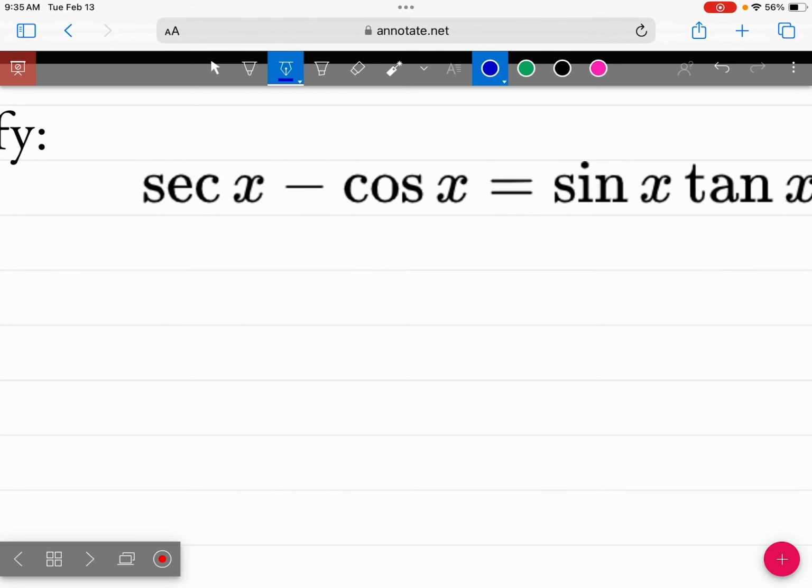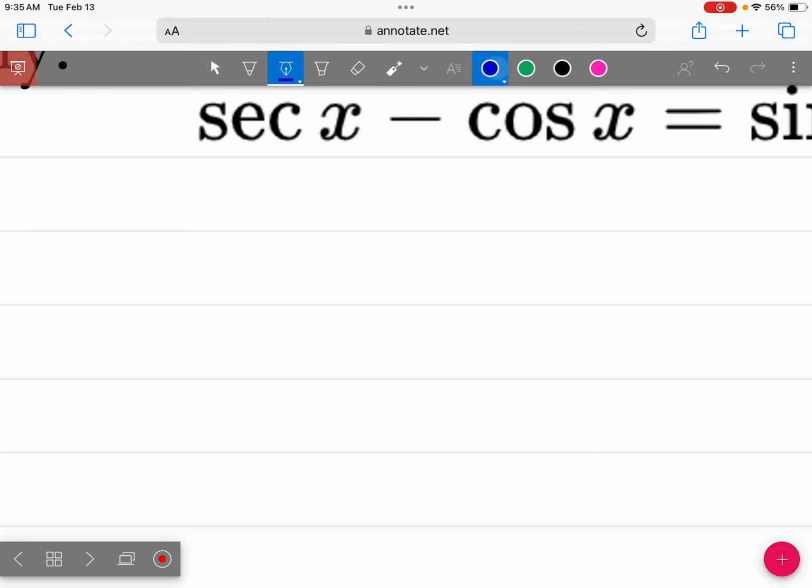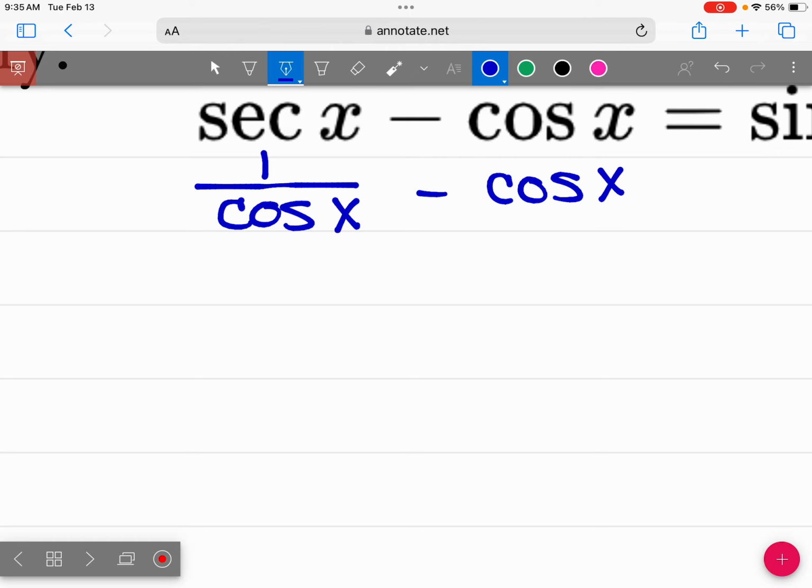So we're going to switch these into being sine and cosine. I'm going to work with the left-hand side because it's easier to play with the minus things and make multiplication than it is to go the other way. So I'm going to rewrite my secant as 1 over cosine, and I've got minus cosine.